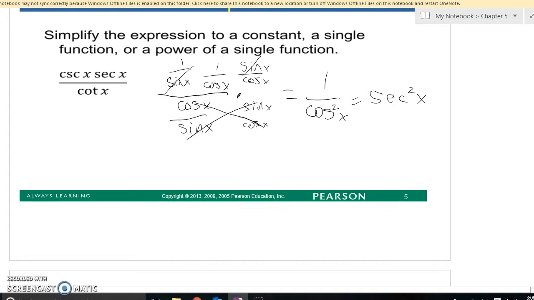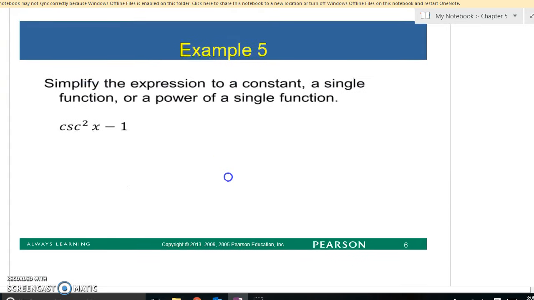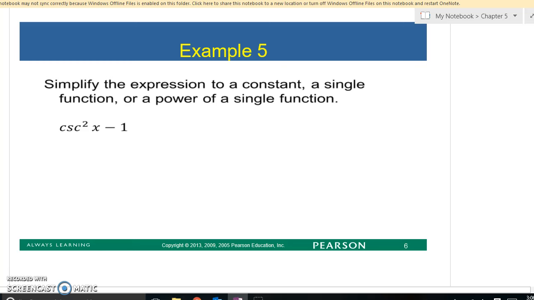Again, these are just a variety of examples of the types of things we could run into. So number 5, there's like a really easy way to do it and a not so easy way to do it. The really easy way to do it is to remember that we've got an identity that says 1 plus cotangent squared equals cosecant squared. If you manipulate that by subtracting the 1, then you get cosecant squared x minus 1, which is what we have on the left. So that is equal to cotangent squared. And then you're done.